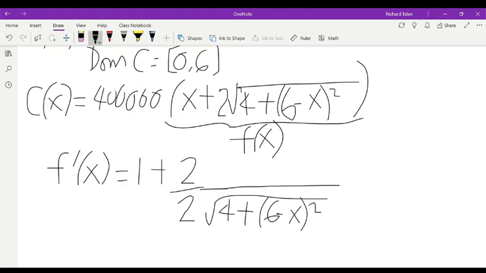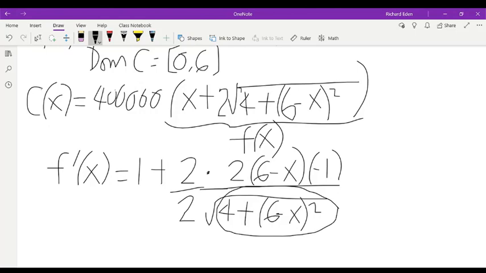The derivative this time of the radicand: 4 doesn't contribute to the derivative, so that's that. For multiplication, 2, and then 6 minus x to the first power. The derivative of 6 minus x is negative 1. Don't forget to always look for critical numbers of the second type as well, where the derivative would be undefined. But because of the denominator, it never becomes 0.